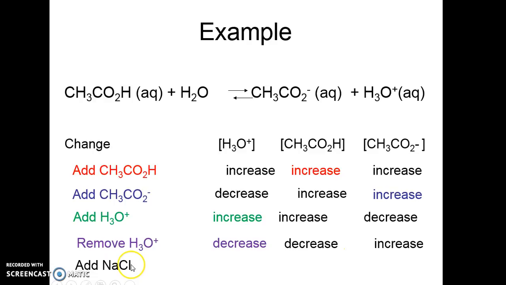What if I add sodium chloride? Do you see sodium chloride anywhere in this reaction? No. So what happens in response when I add sodium chloride? Nothing. So not every change you make will have an effect on the equilibrium. It has to have a participant somewhere in that equilibrium to have an effect.